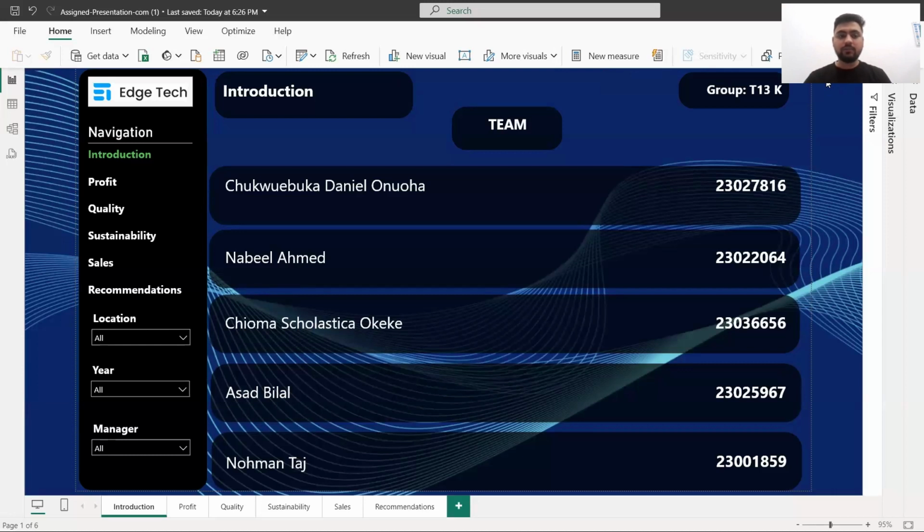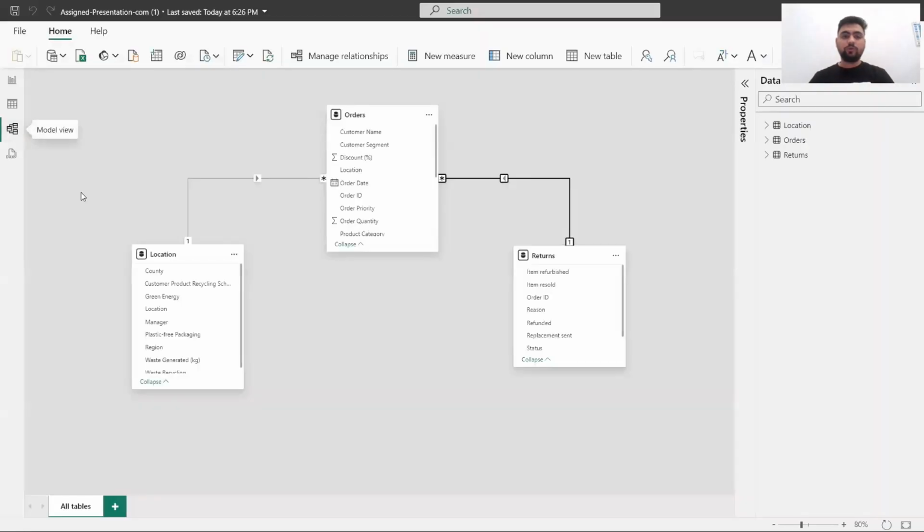We are here to present the EdgeTech company. We are an analytical team presenting the EdgeTech company. We will be presenting our main KPIs like profit, quality, sustainability, and the lost sales. And then we will recommend some measures for the CEO to take, to increase the sales and increase the sustainability. So first of all, if you go to our model view, we have this data.